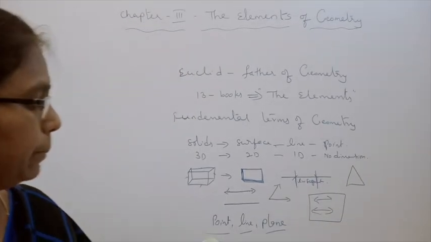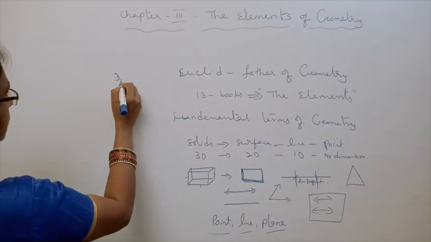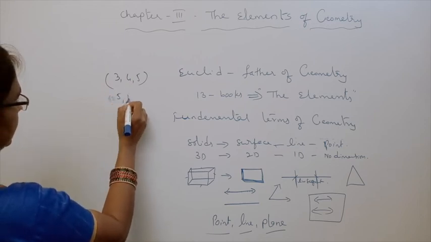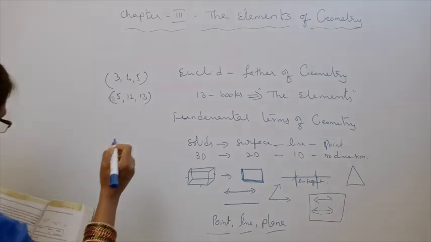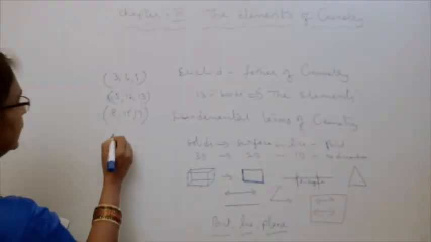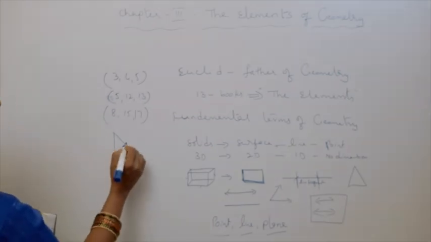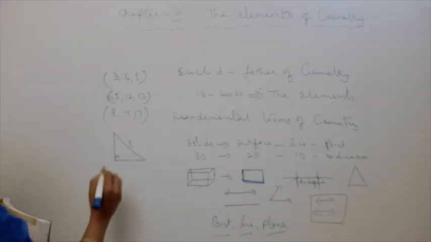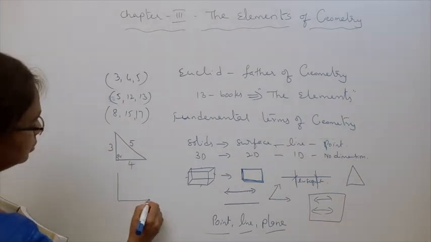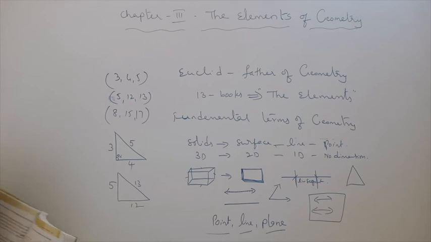What are the simple Pythagorean triples? 3, 4, 5; 5, 12, 13; 8, 15, 17. In a right angled triangle, one angle is 90 degrees, and the hypotenuse is always the greatest length. Now 3, 4, 5, and another one, 5, 12, 13. Like that.